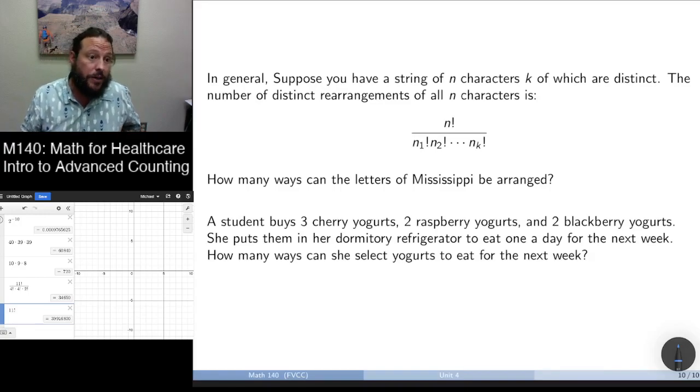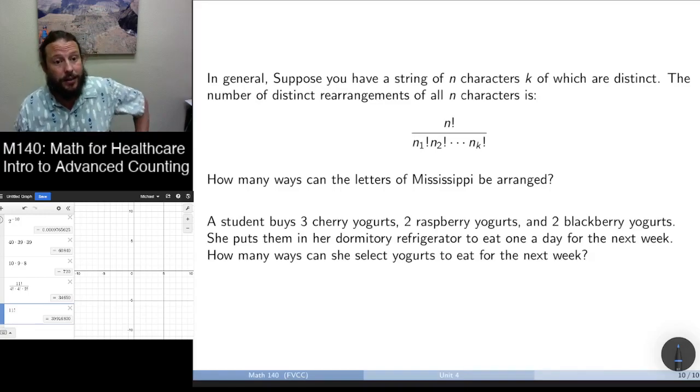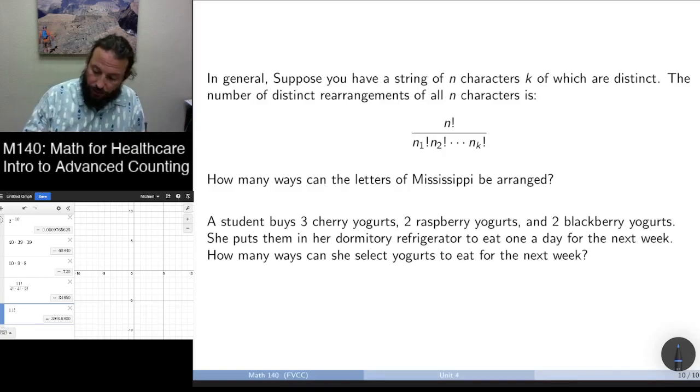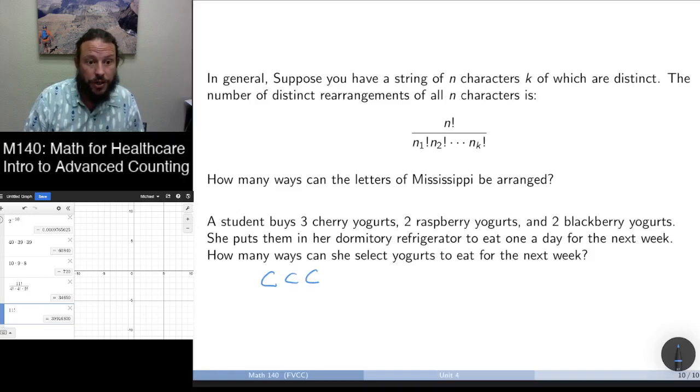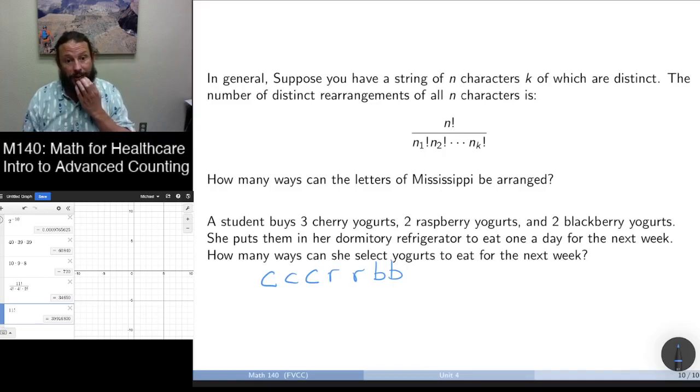So this may be hard to see, but this is exactly what we've just been doing. We could think of the question as, how many ways are there to rearrange the letters C, C, C, right? We'll use that for cherry yogurts. R, R, B, B. For instance, this arrangement would represent me eating cherry yogurt each of the first 3 days, raspberry yogurt on the 4th and 5th day, and then blackberry yogurt the last two days. And we want to know how many ways we can rearrange those things.